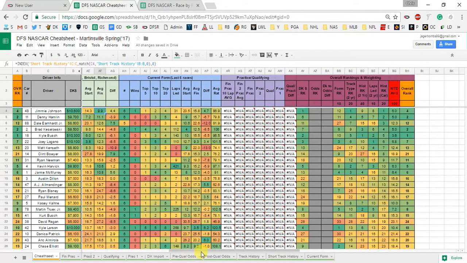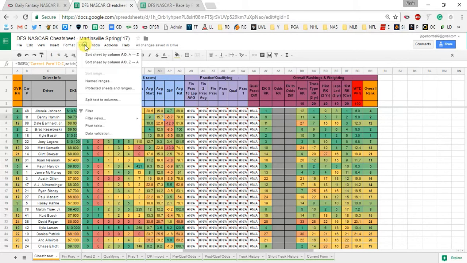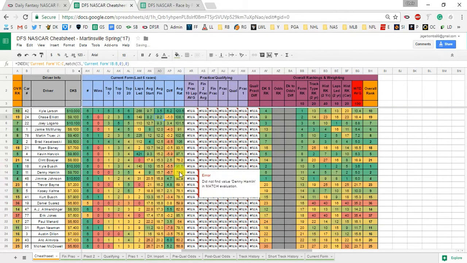Next on the list is current form. Current form draws from the last six races, so we're still looking at the last race, the season championship where Jimmy Johnson won back at Homestead, Miami. So when we sort that column, guess who pops up?